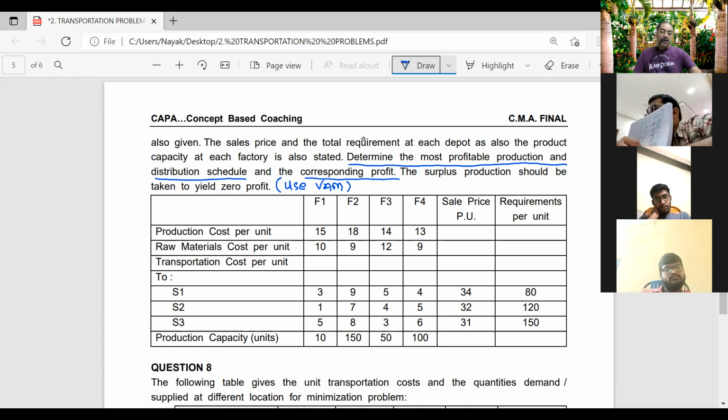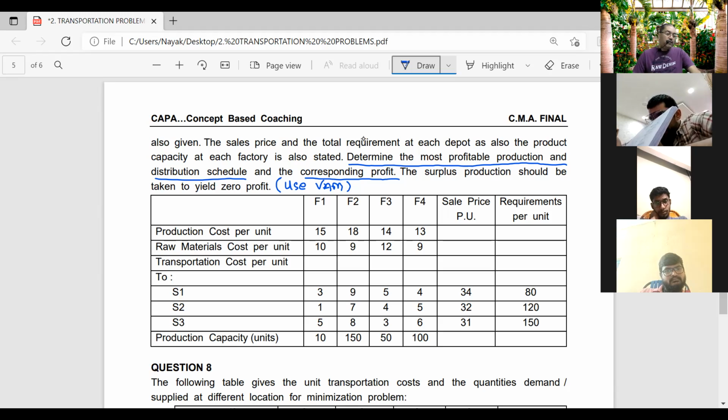Because I am not given the cost over here. I am given the question as maximization of profit. So how maximization of profit is to be done, that I have to see, plus at the same time the most profitable production and distribution schedule. On one hand, I'm trying to maximize the profit, which means I'm trying to minimize the cost. And on the other hand, I will have the transportation cost also to be kept minimum.